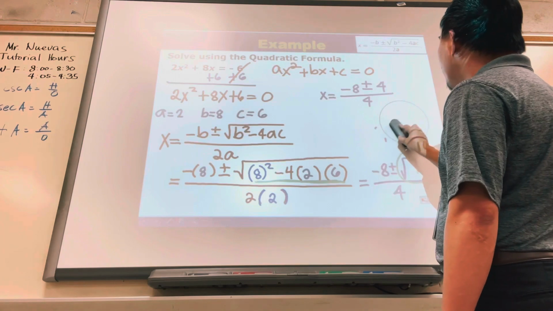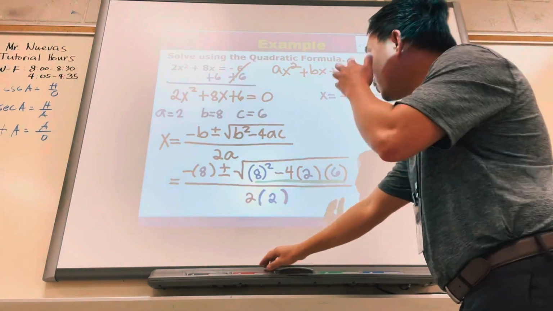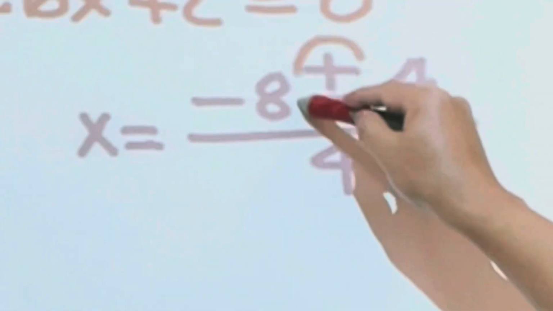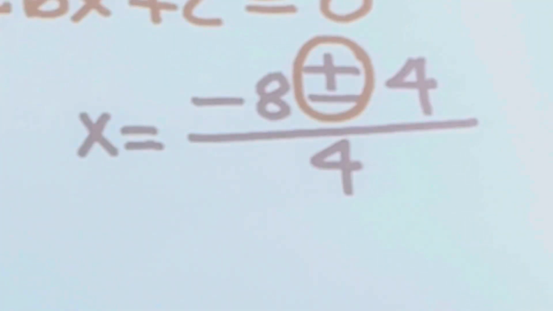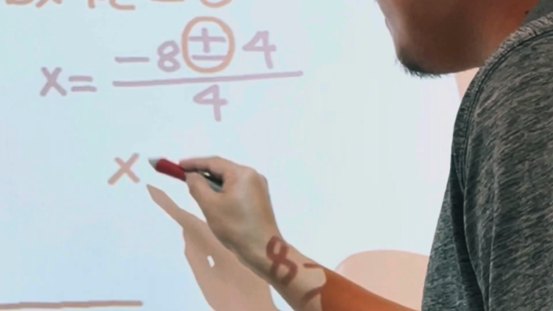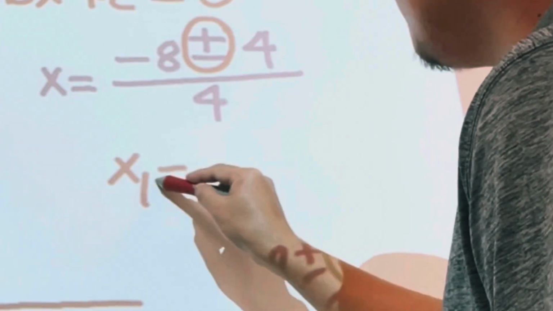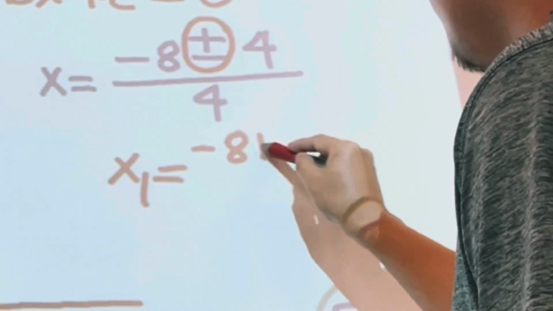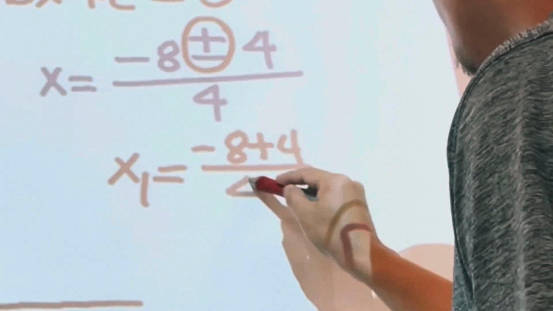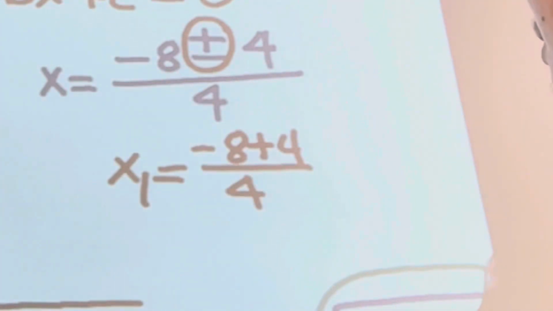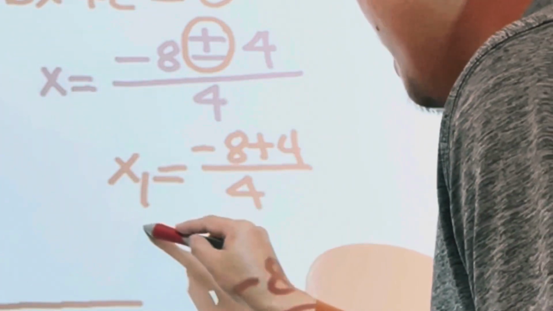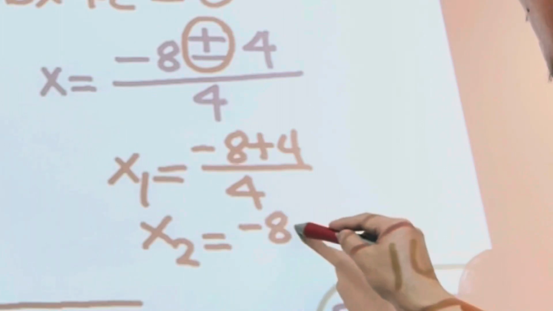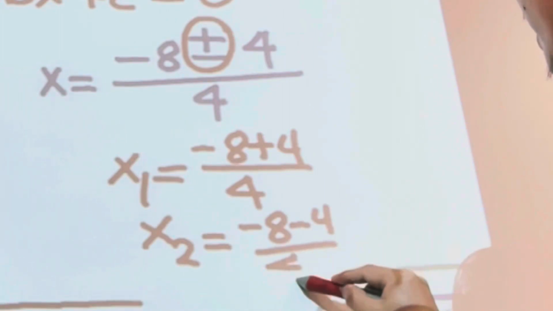Then, in a quadratic equation, we can have two possible values of x. So, we'll just separate the plus and the minus there. For the first value of x, we will name it x sub 1. We'll take the positive, so it's negative 8 plus 4 divided by 4. And then for the second value, we'll take the negative, so it's negative 8 minus 4 divided by 4.